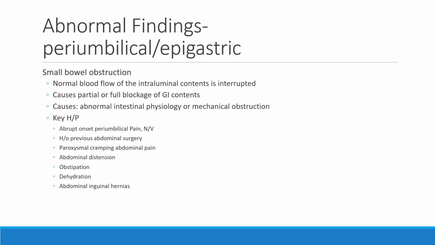Small bowel obstruction. This is normal flow of the intraluminal contents being interrupted, causing partial or full blockage of GI contents. Causes are abnormal intestinal physiology or mechanical obstruction. Most common causes are post-op adhesions or hernias. So key history and physical findings for small bowel obstruction include abrupt onset of periumbilical pain, usually with nausea and vomiting, history of previous abdominal surgery, paroxysmal cramping abdominal pain, abdominal distension, obstipation, dehydration, and abdominal or inguinal hernias.